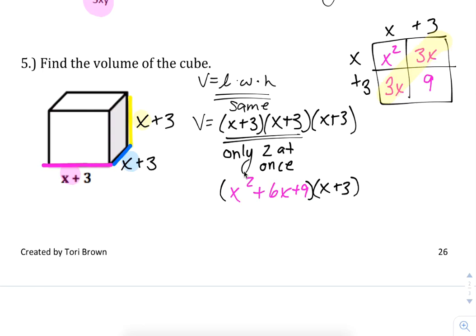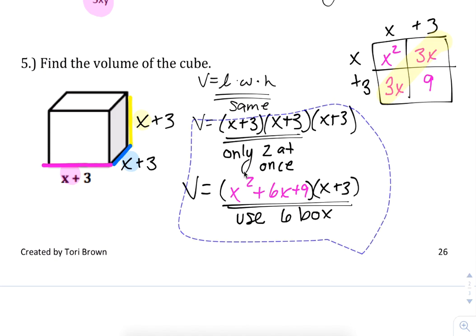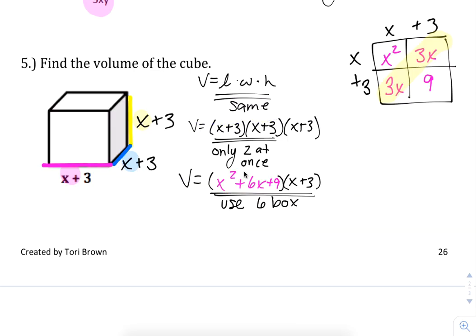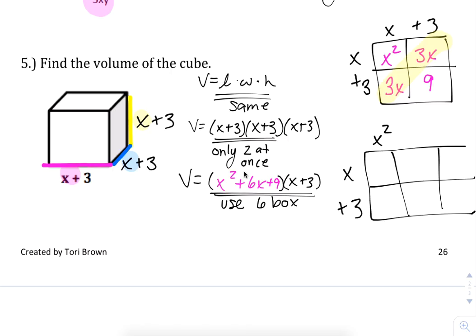All right, now I do not have my volume yet. All I have right now is my first length times width. So we're going to need to multiply using a 6 box. If you don't remember how to do that, that's okay. I'm going to set it up with you. Let me shrink this a little bit so we have some space to work again. We always go 2 by 3, so I'm going to put the x plus 3 on this side and the x squared plus 6x plus 9 on this side.